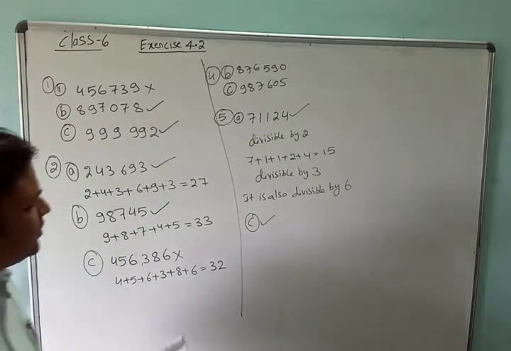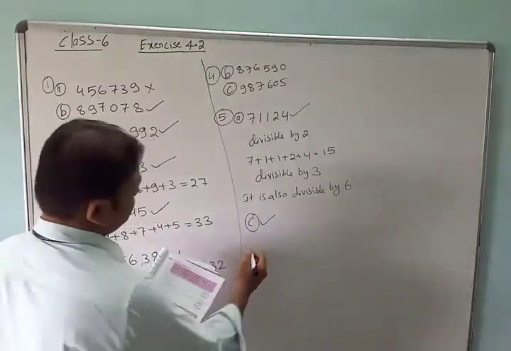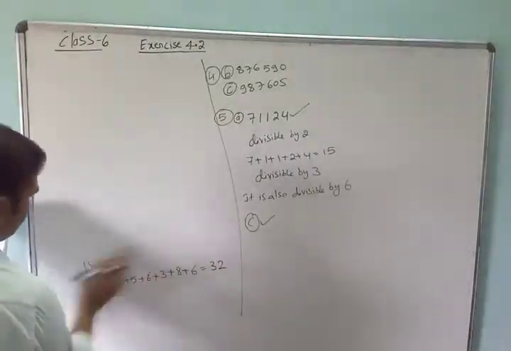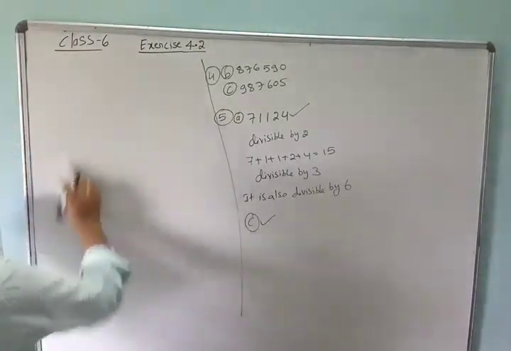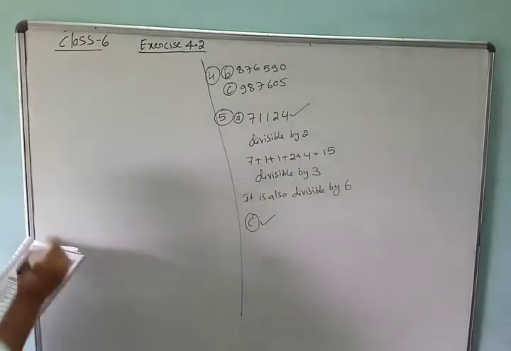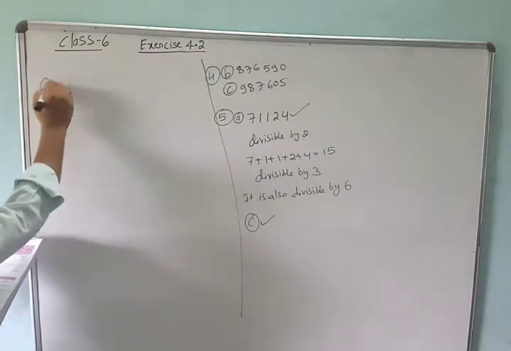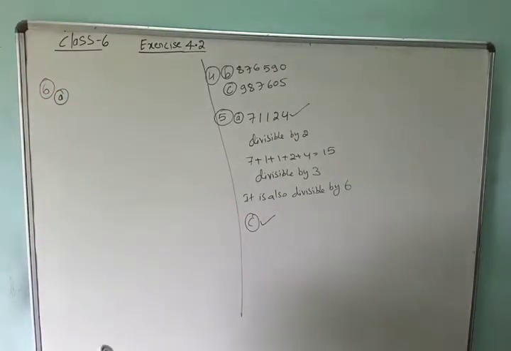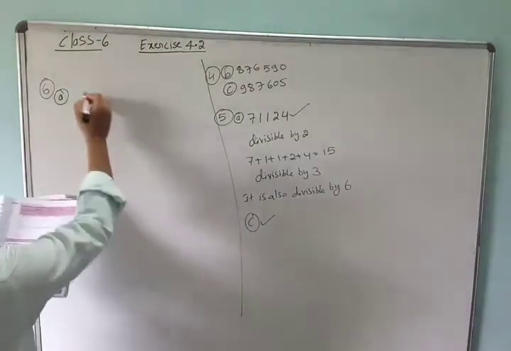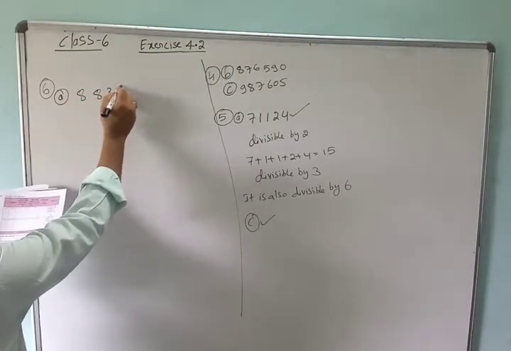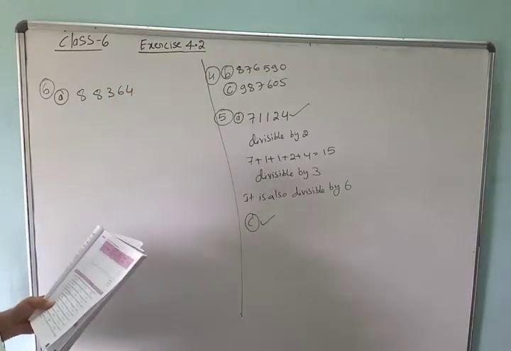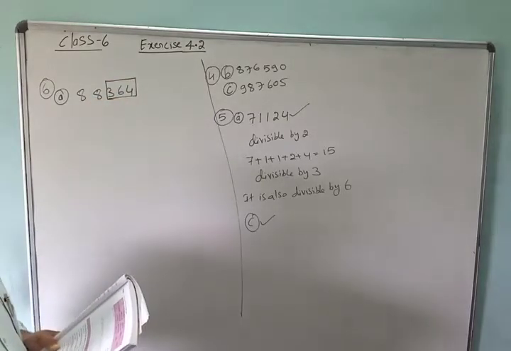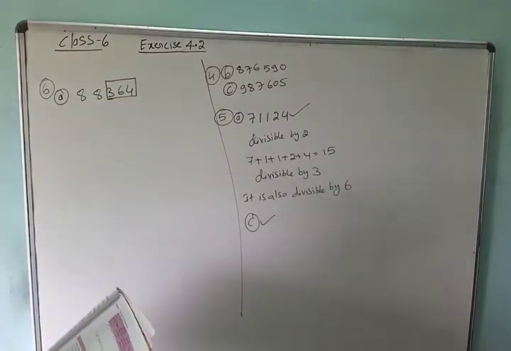Then sixth. We have to check the number: is it divisible by 8 or not? So, 6, 8, 8, 8, 8, 3, 6, 4. We have to check the last 3 digits. Is it divisible by 8 or not? If it is divisible by 8, then we can say that the number is divisible by 8.